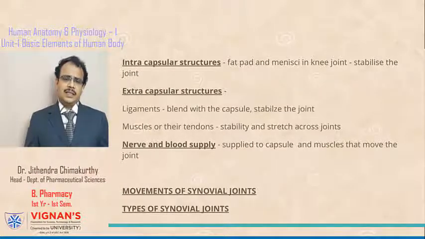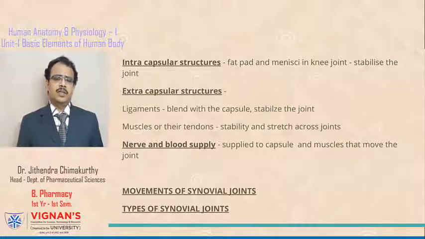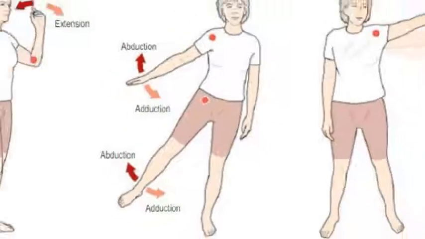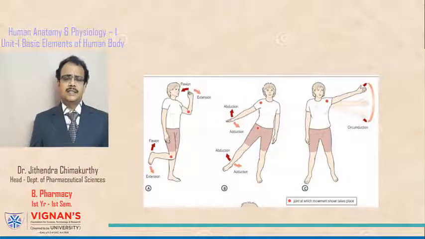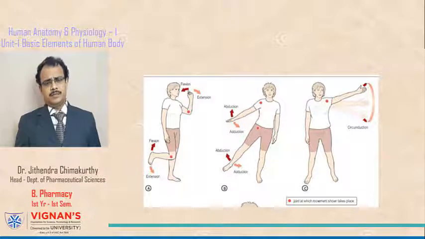Now let's see what the various movements possible with a synovial joint are. We will be coming across various movements. Of them, the most common are flexion and extension. Flexion is generally bending forward, whereas in some cases it is bending backward, as in the case of the knee joint. Whereas extension is straightening or bending backward.